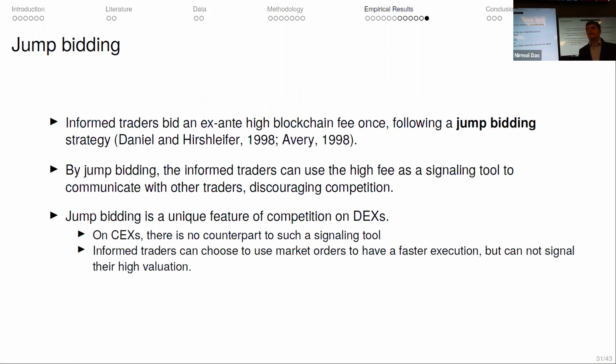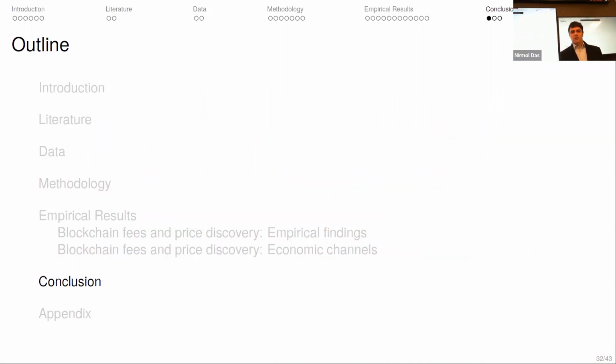We have seen that the design is bad because there is front running, and you can be exploited because every trade is visible before execution. But on the other hand, with this jump bidding, you are able to signal your private valuation to others and therefore avoid getting competed away. Okay, so this brings me to the end.